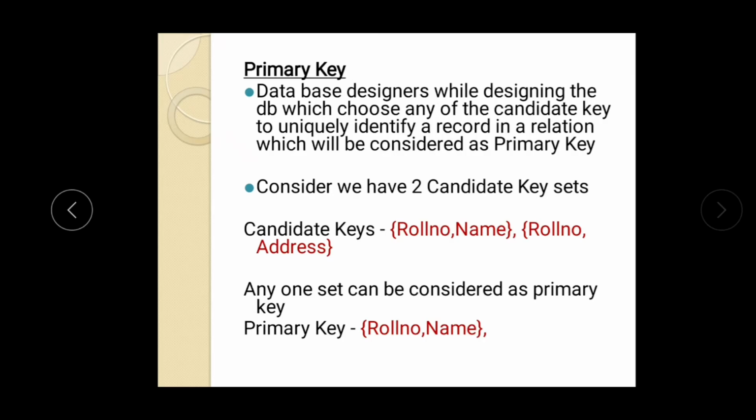If we have two candidate keys and the designer chooses any one as the primary key, the other one is the alternate key. If he has three candidate keys, the designer will choose any one as the primary key and the other two will be alternate keys. Clear? So this is the concept of primary key. We have talked about super key, candidate key and primary key. Clear?